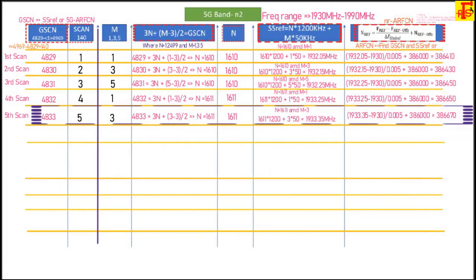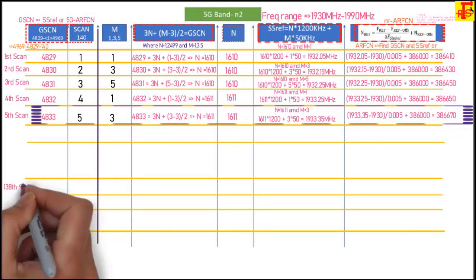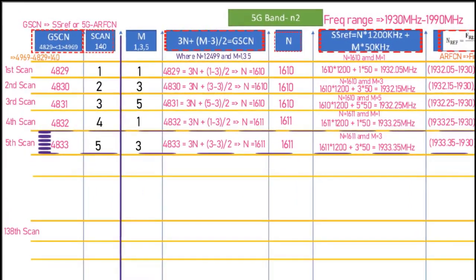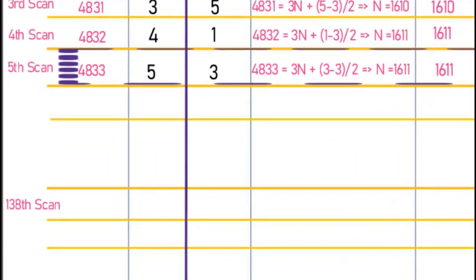So now what I will do is, just see the last 3 scans, because the total is 140 scans, right? I found it in the 5th scan. So total scan is 140, right? So see the last 3 scans: 138, 139 and 140th scan. Now see the third last, that is the 138th scan, and find out the SSREF location and AFCN value.